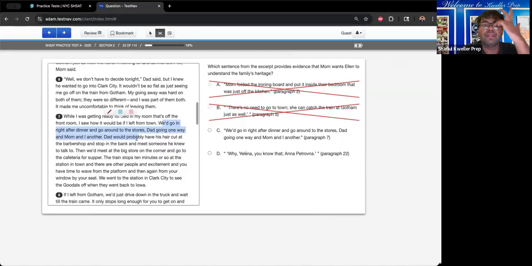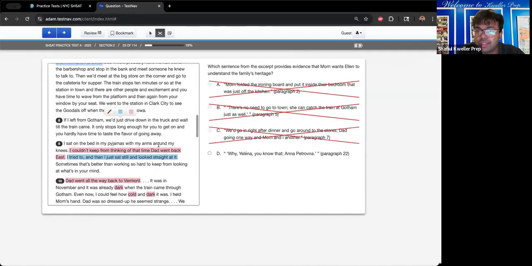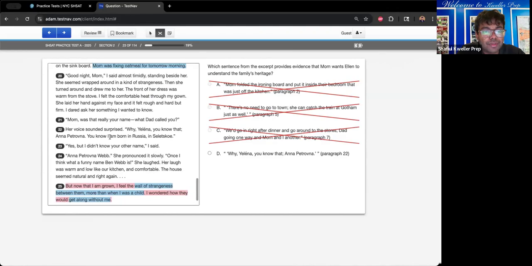"We'd go right after dinner and go around the stores. Dad going one way and mom and I another." Again, it doesn't show that she wants the daughter to understand the heritage. With D, "You know I'm born in Russia," paragraph 22. So I guess this is more specifically how the mom tells the daughter about her heritage. This is the only piece of evidence where it's actually remotely mentioned. So I would choose D.